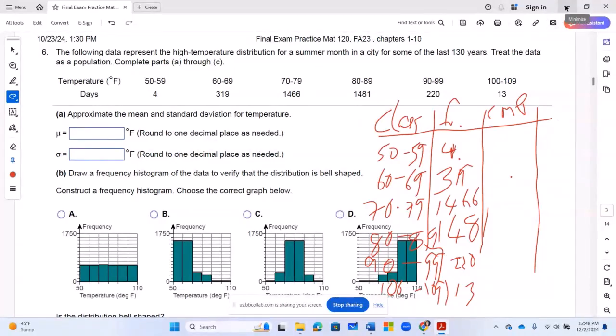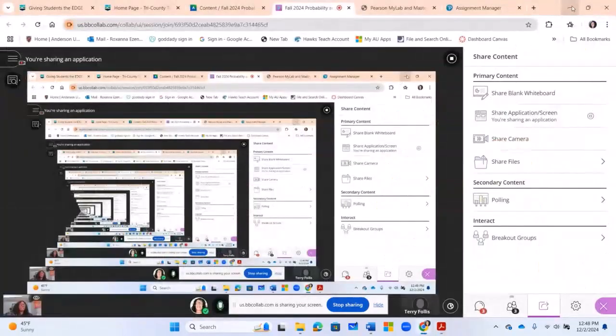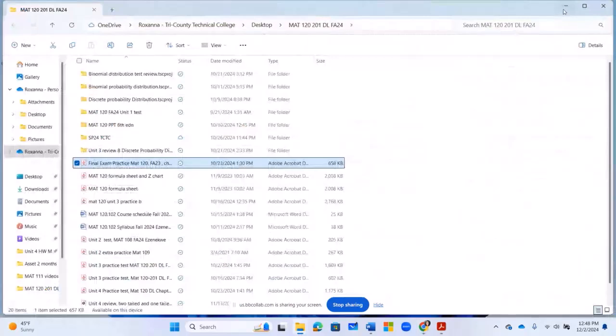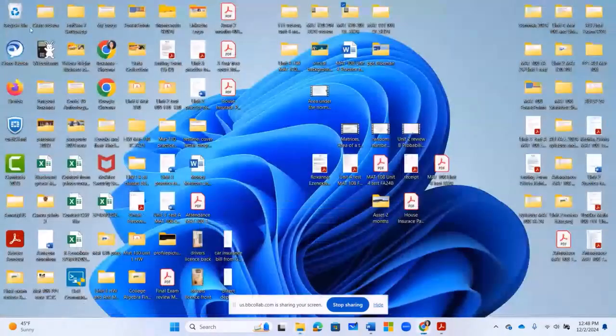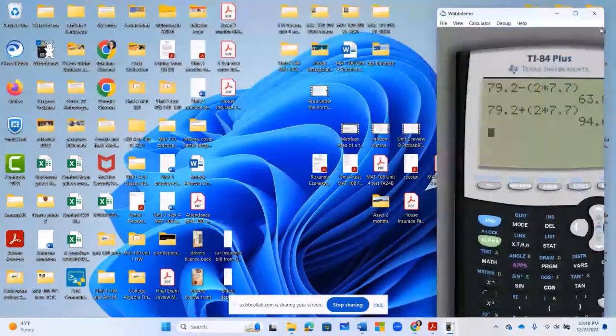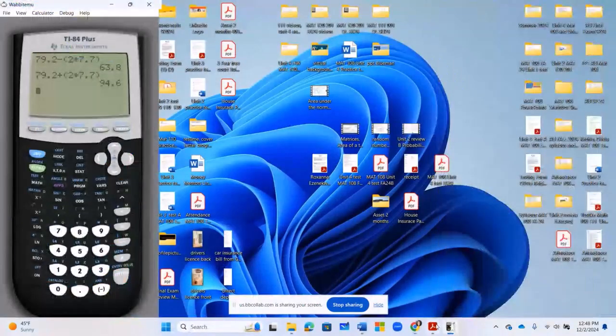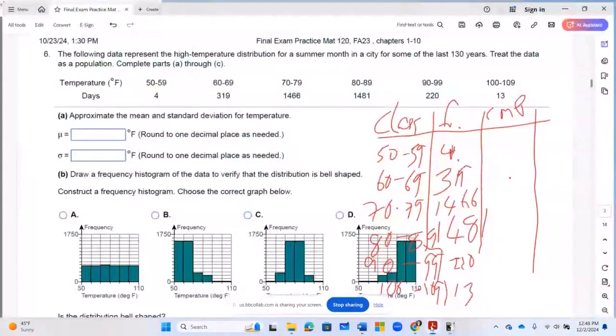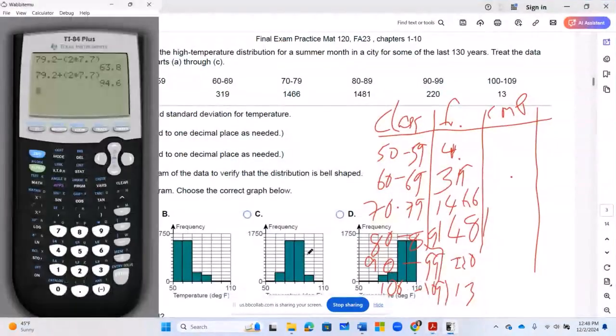Allow me to pull my calculator up. Okay, and so the next thing I want to do is find the class midpoint for each class. So 50 plus 59 divided by 2. By 2, I have 54.5.